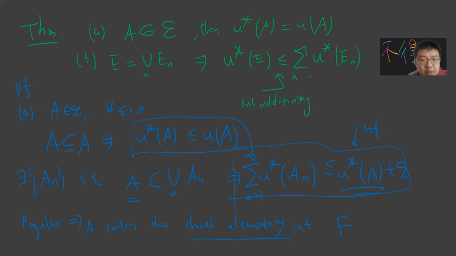Okay, so now let's prove the second one: if E is a union of E_n, then the outer measure of E should also equal the summation. This one is also simple. This is a common idea. Let's say E is a union of E_n, and let's assume that mu star of E_n is less than infinity. Otherwise E will be infinity, and you can prove that by definition.